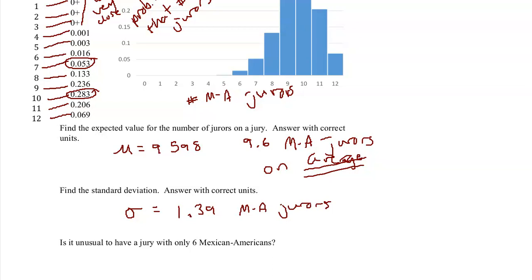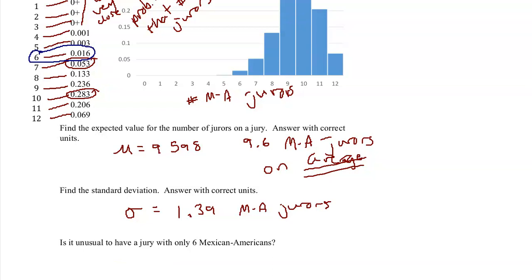Is it unusual to have a jury with only 6 Mexican Americans? What is that probability? Well, right here, the probability that x equals 6 is 0.016. Another way to figure that out is to know that 5% is unusual. But that's not what I wanted to do. I wanted to use the standard deviation again. Sorry about that. We'll do the other way in the next section.